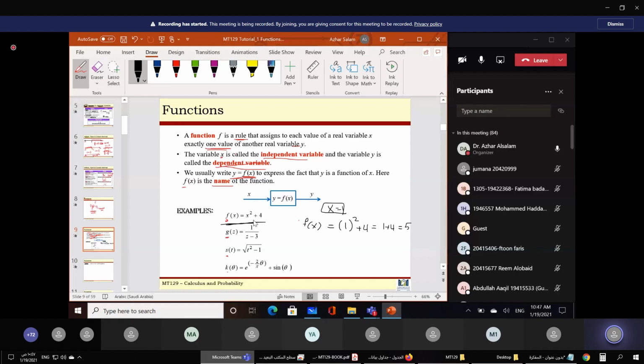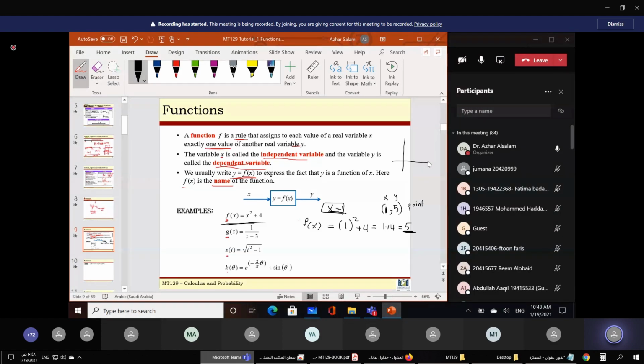This is how the function works. I substitute the independent variable in here to find the dependent variable. Here, since x equals 1, after substitution, the function will be equal to 5. I present it as a point, not an interval. x here and y at the right. x I substituted by 1, and the result is 5. This is a point, not an interval. It looks like an interval, but it's a point.